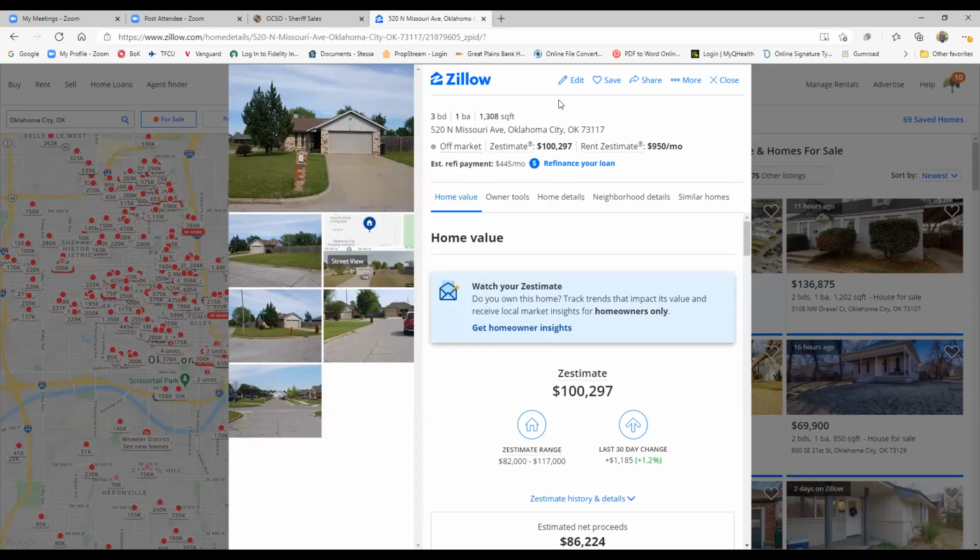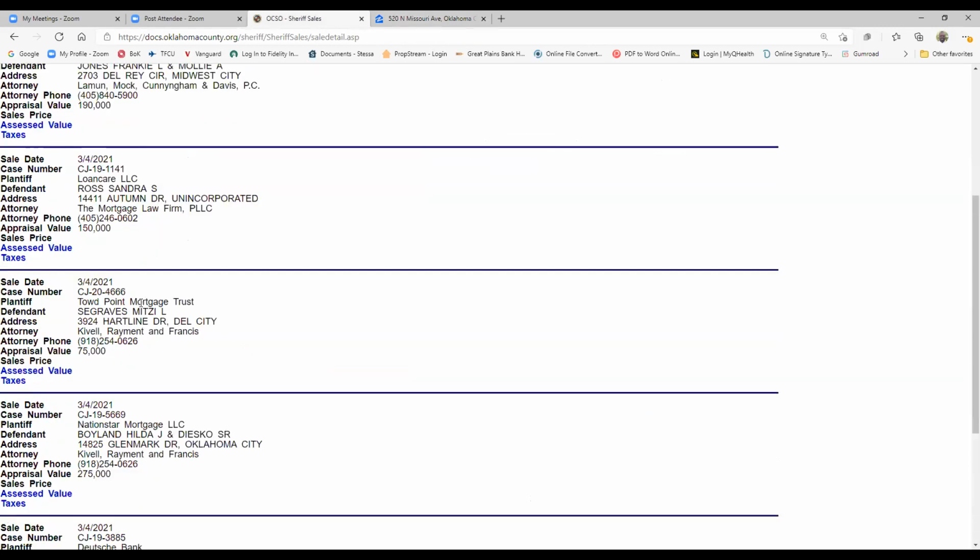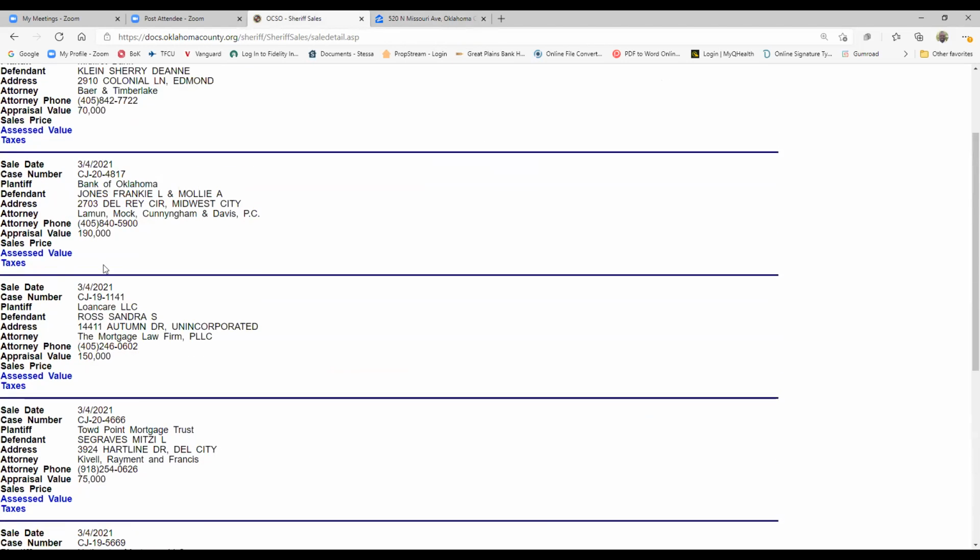Hey, Ray, is there any difference? Some of these are listed with banks and some are listed with mortgage companies. Is the dealing the same? Yeah, it's the same. It's just whoever the lender is. Banks own some of them and mortgage companies own some of them. Here's a mortgage company, there's a bank, there's a bank. That's a mortgage company, LLC.